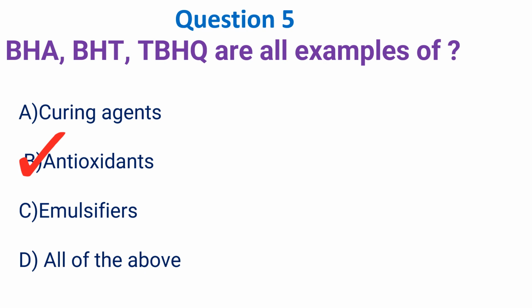BHA is butylated hydroxyanisole, BHT is butylated hydroxytoluene, and TBHQ is tert-butyl hydroquinone. Now, curing agents are the substances which are added specially to meat products to extend their shelf life, to enhance the color and the flavor. They can be the salts of sodium, potassium, or can be nitrate or nitrite.